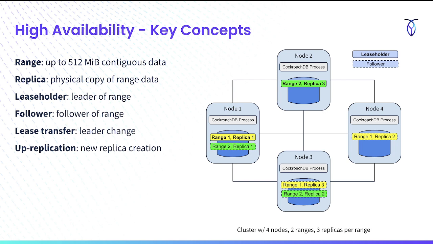So each group of replicas has one replica designated as the leaseholder or leader at any given time. And that leaseholder coordinates writes and most of the reads. All the other replicas in the group are followers, and they maintain a consistent state with the leaseholder and can take over that responsibility at any time through a lease transfer. Finally, if we ever fall below the configured number of replicas, new replicas can be created using a process called upreplication, and we'll cover this when we talk about failure scenarios.